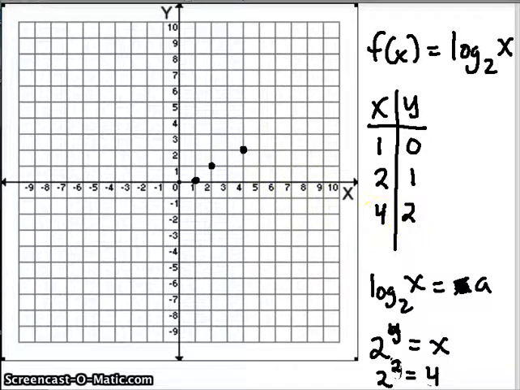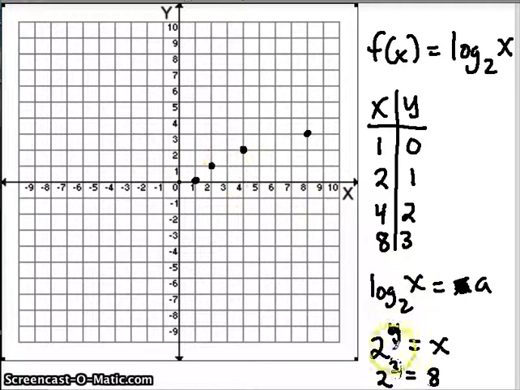And we could do one more here. Another easy multiple of 2 would be 8. So if I put an 8 right there for my x in my xy table, then 2 to the what power is 8? And that would be 3, 2 to the third. So let me graph 8, 3. You can't fit any more on our graph.